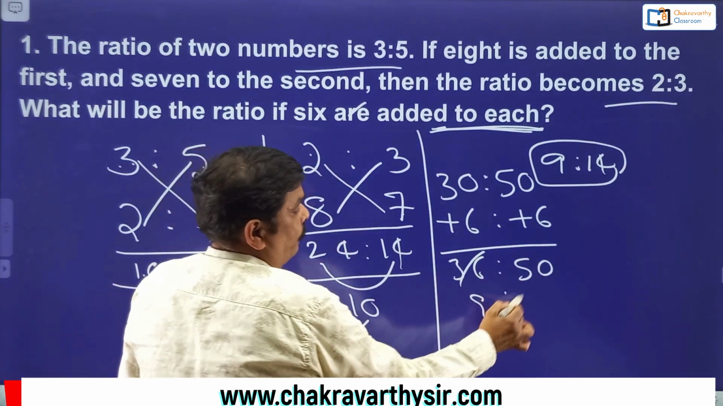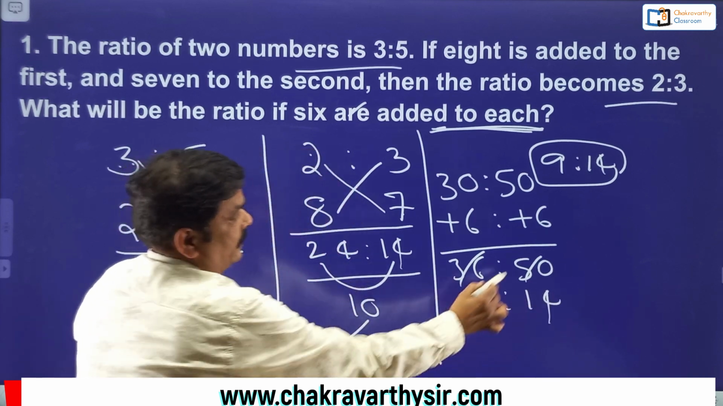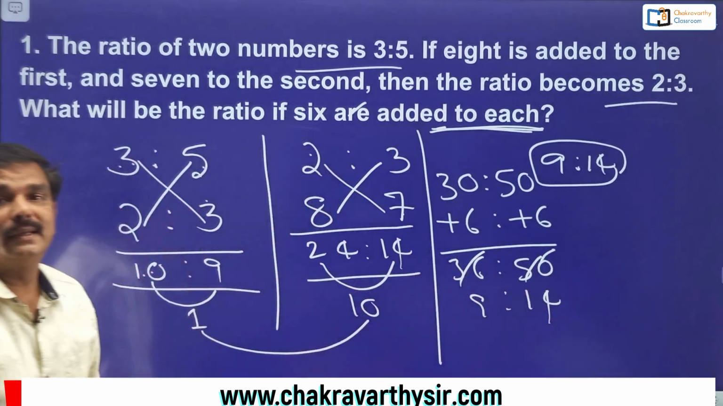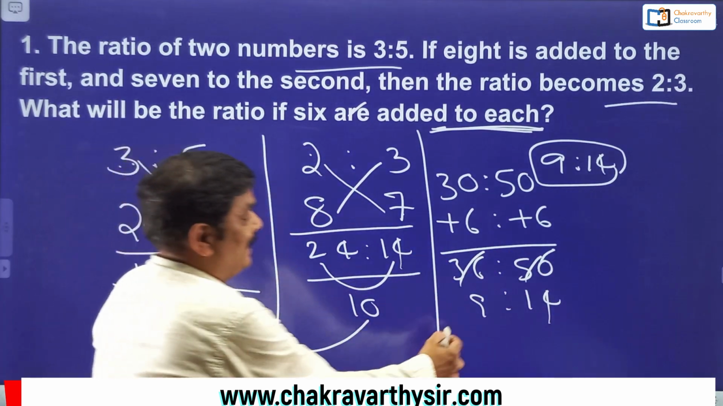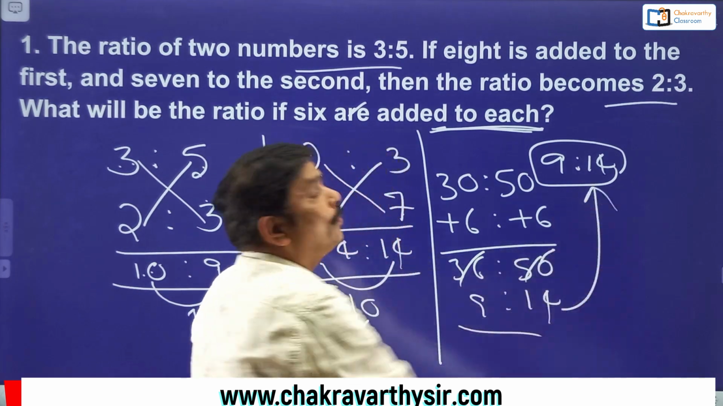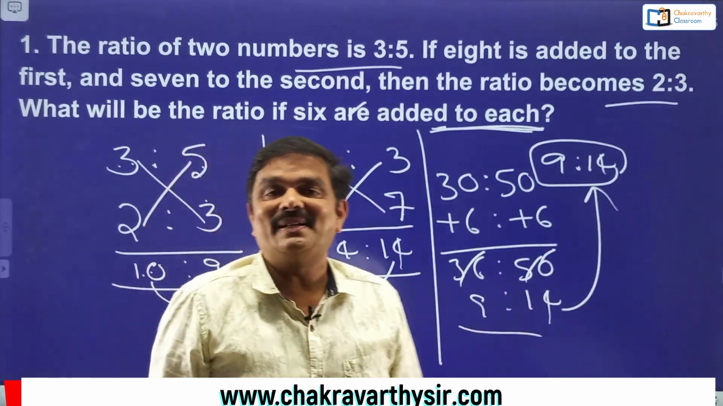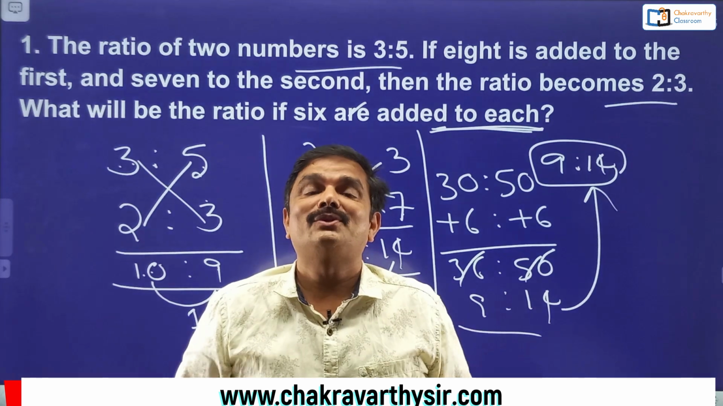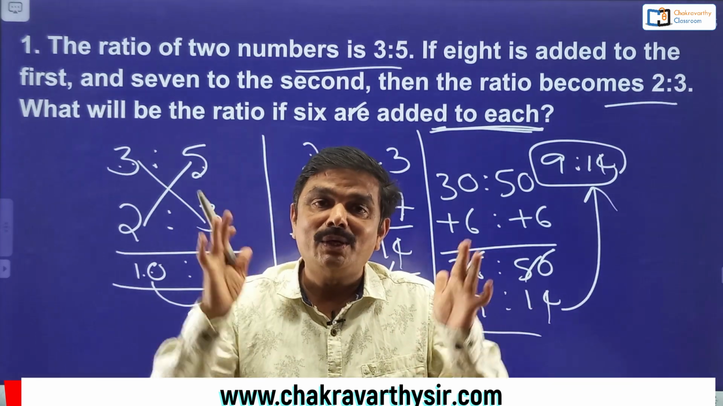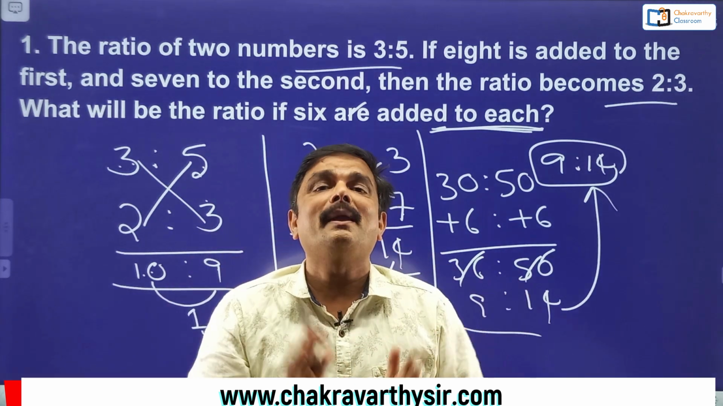4 nines and 4 fourteens. So here 9 is to 14. This is the way. Isn't it simple, students? Alright. If you practice the questions with this one, there is no need to write anything on the paper.